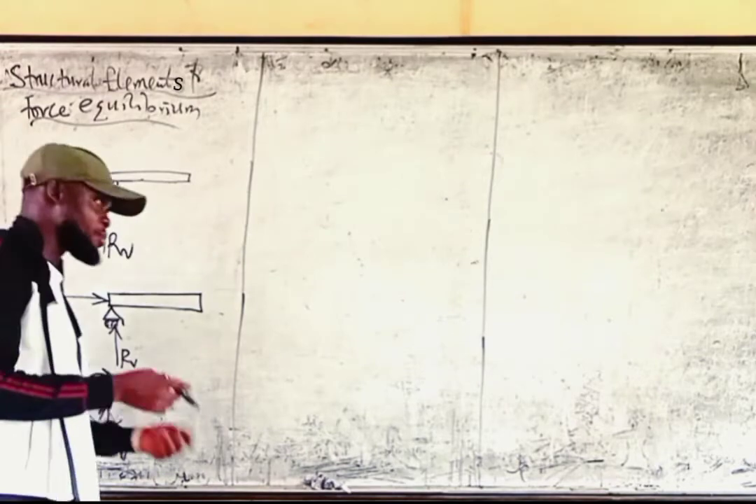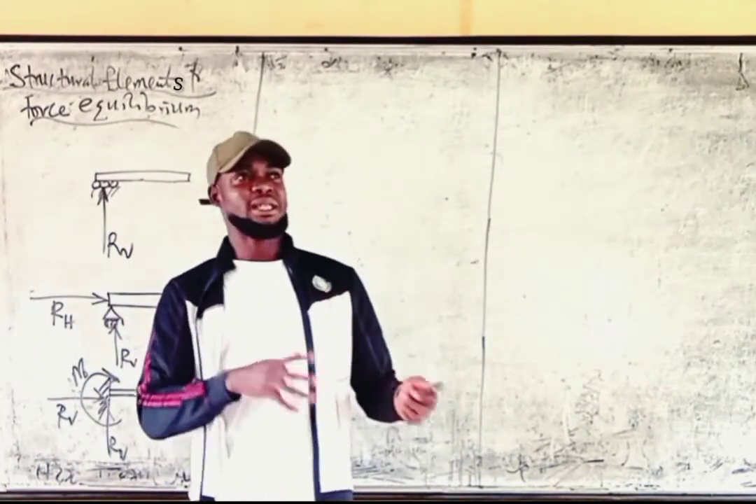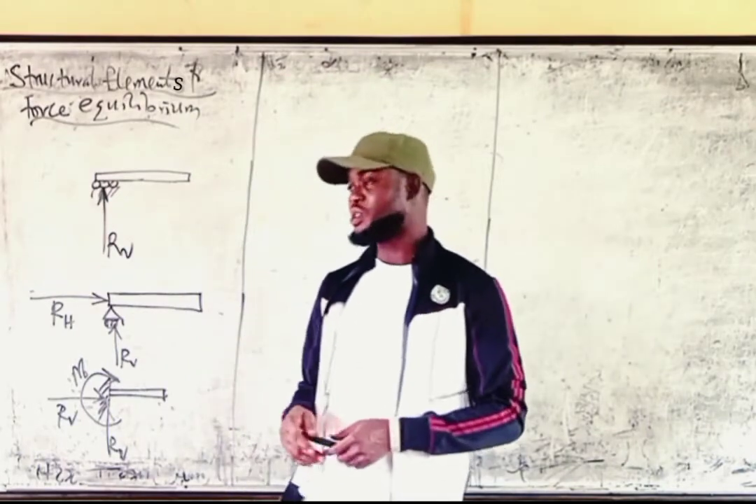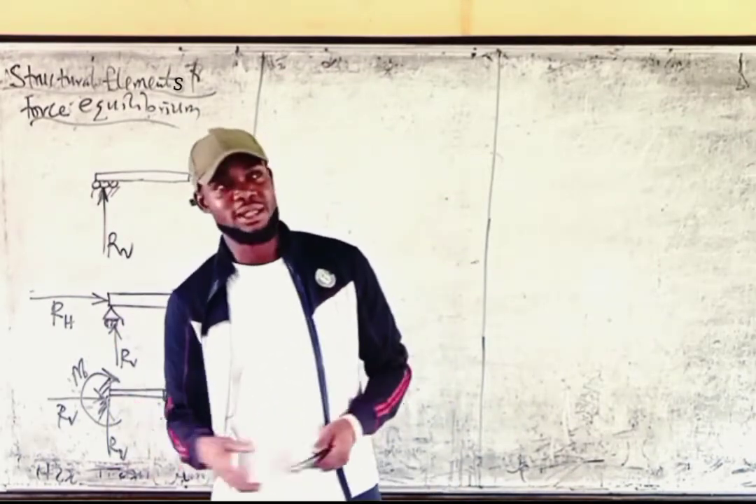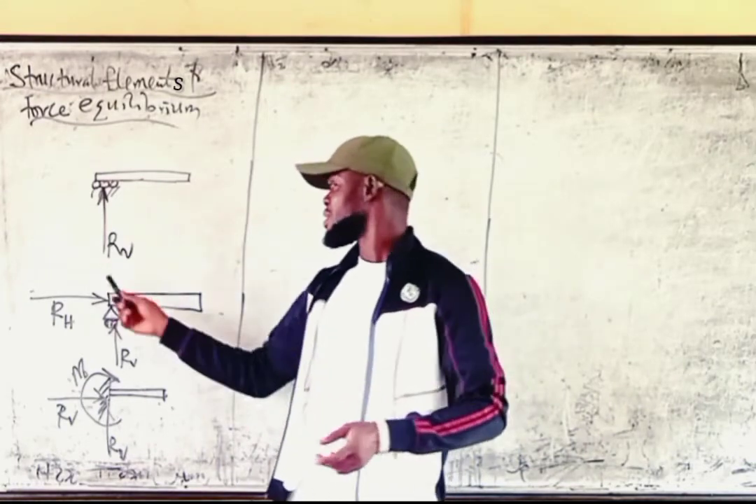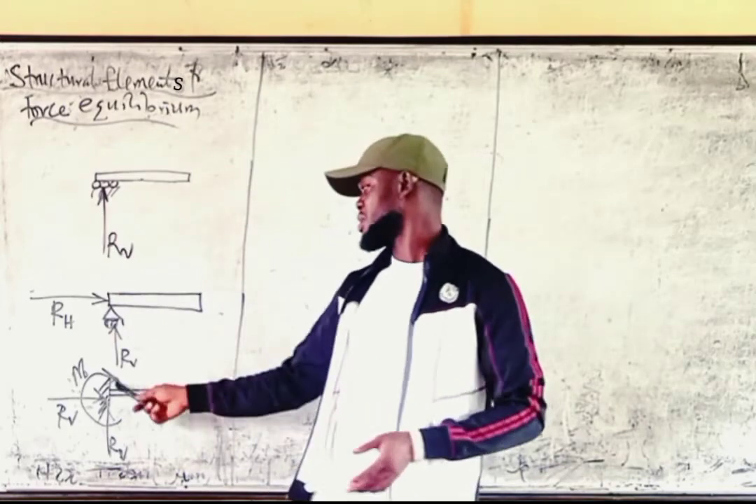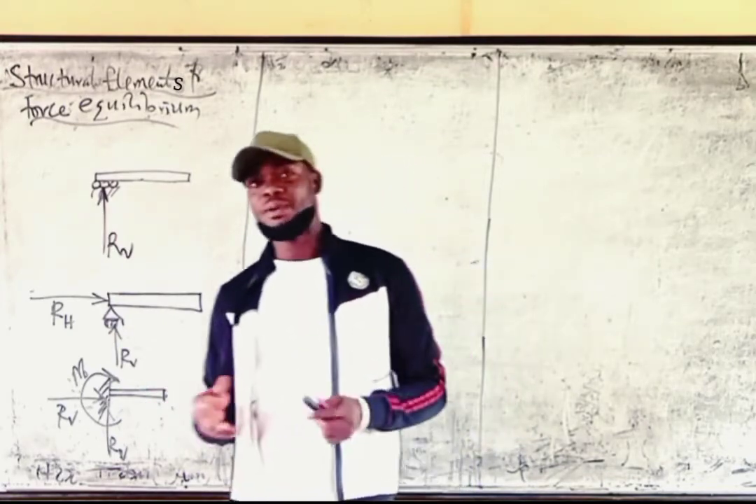So a fixed support is a support that can resist loads in three ways. You resist the horizontal loadings, you resist vertical loadings, and you also resist bending. A pin cannot resist bending. A roller cannot resist bending. So please take note of that.